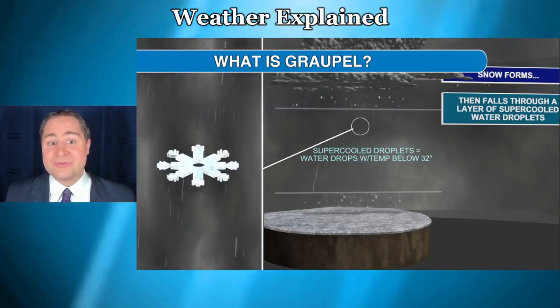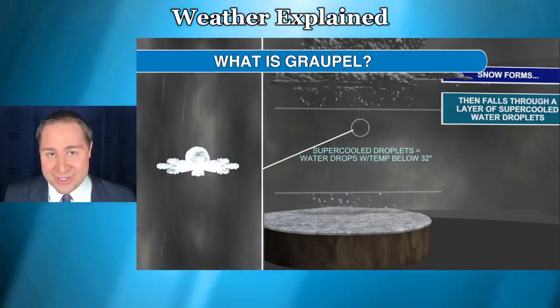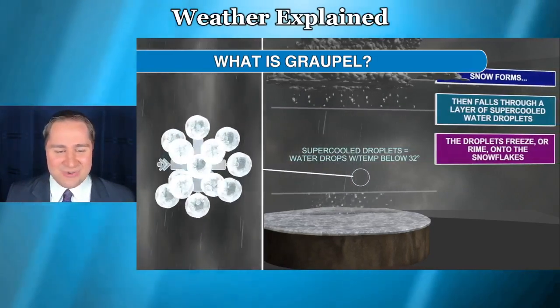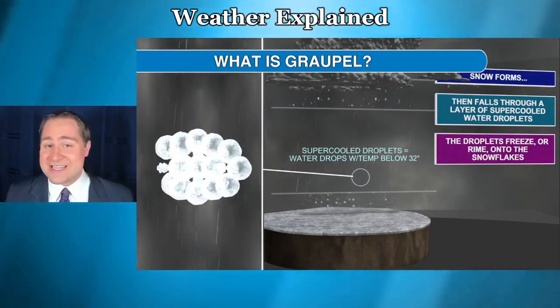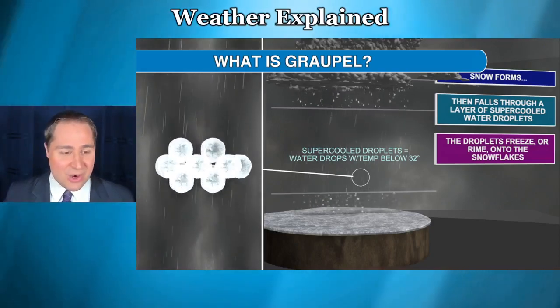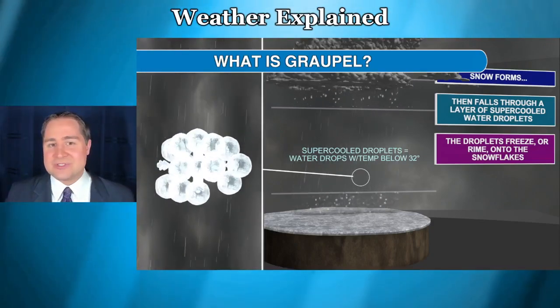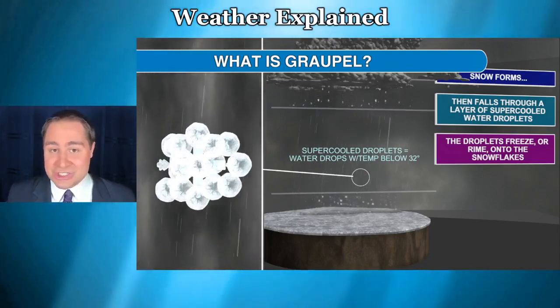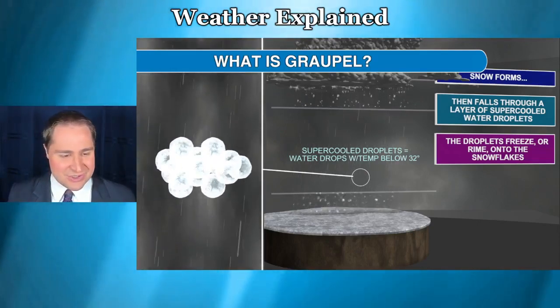But they really want to freeze. So when the snowflakes fall through this layer, the snowflakes are something those tiny little water droplets can freeze to. And that's exactly what happens. These tiny little water droplets freeze to the outside of the snowflakes in a process known as riming. And that changes the appearance of these snowflakes.